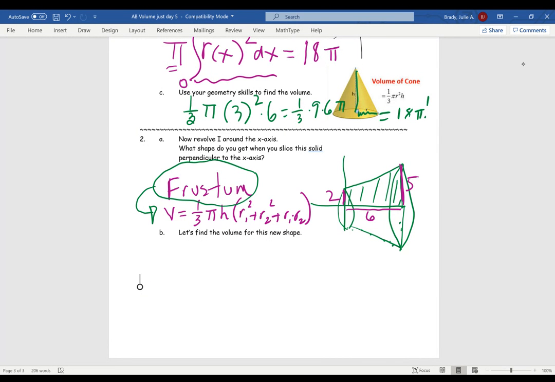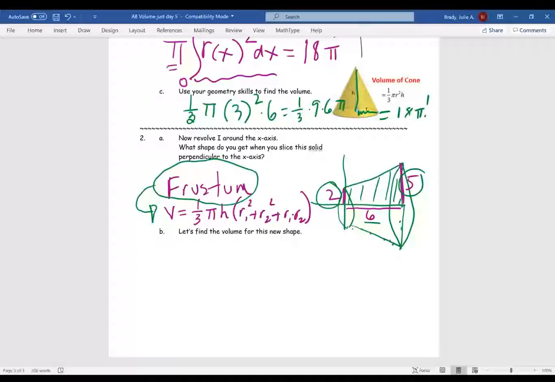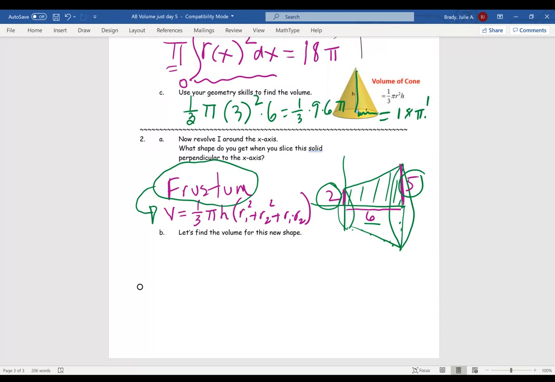The distance this way is 6. The radius of the smallest circle on the left is 2. And the radius of the other circle on the right is 5. And so this would be R1, and this would be R2, and this would be the height. So let's get the volume with calculus, and then we'll check with the formula.